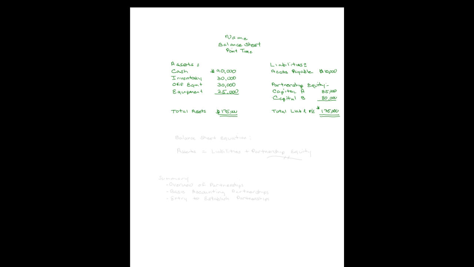Notice that the balance sheet is just a balance sheet with all the assets combined totaling $175,000, the liabilities of $10,000, and there's a category called partnership equity now instead of owner's equity, and the total liabilities and partnership equity, I had to abbreviate that a little, equals the total assets. So more similar than different. You can also see here how the balance sheet equation changed. It's now assets equals liabilities plus partnership equity.